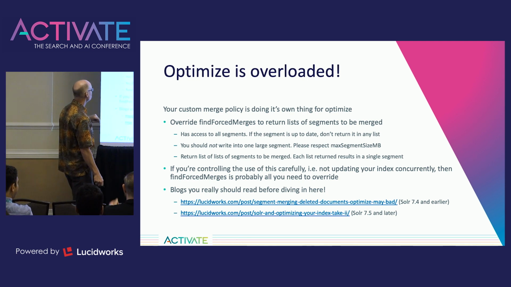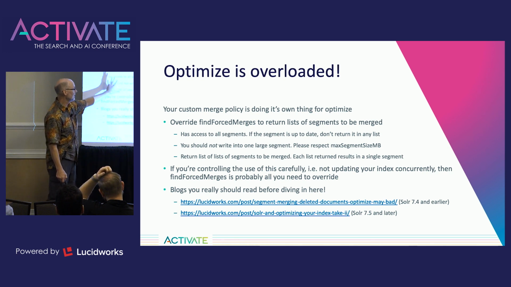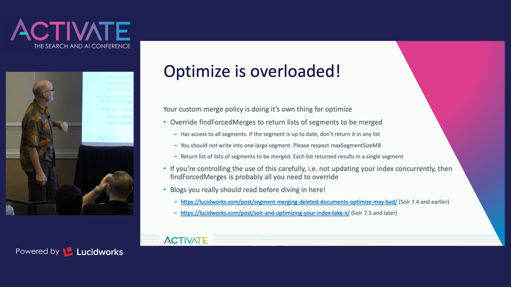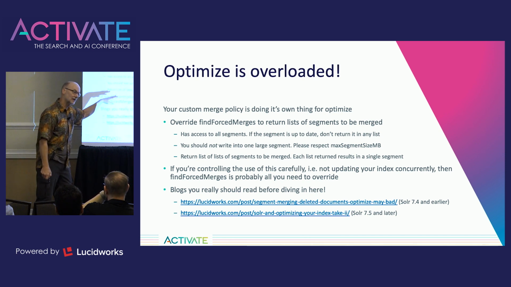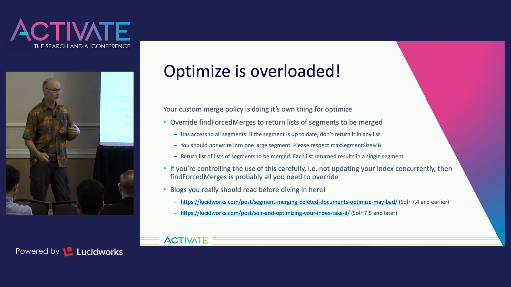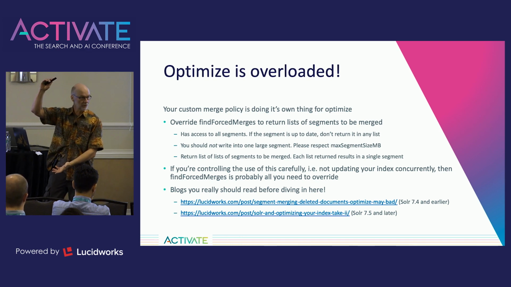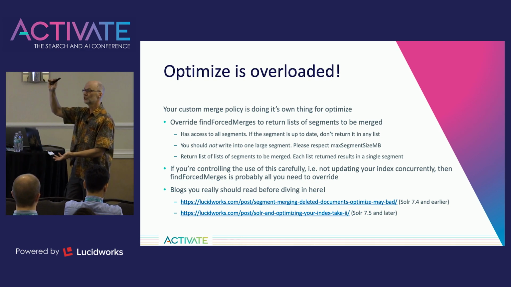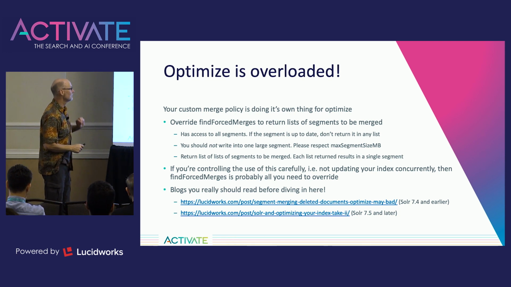But it's possible. Okay, so override find forced merges, decide which segments have to go into the list. Please don't write into one large segment. My rant snuck in here in several places. I return this list of segments to be merged, and the union of all the lists that I return from this find forced merges should be all of my original segments. You absolutely must rewrite all of them.